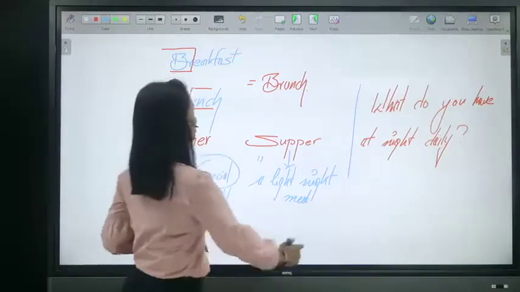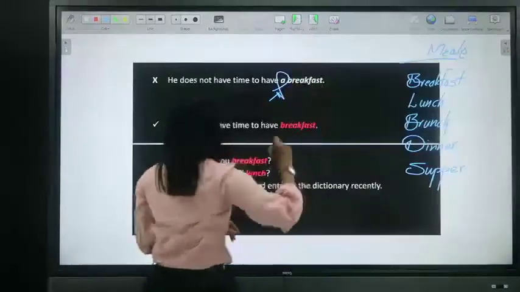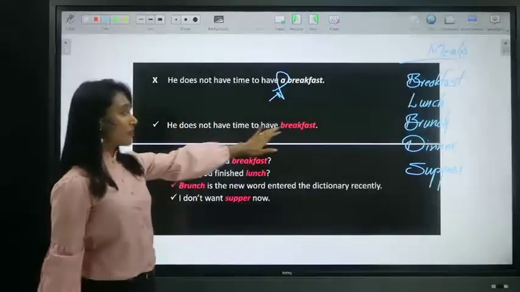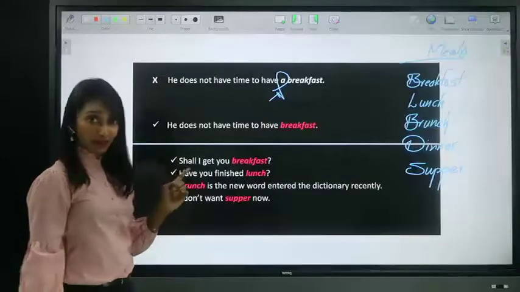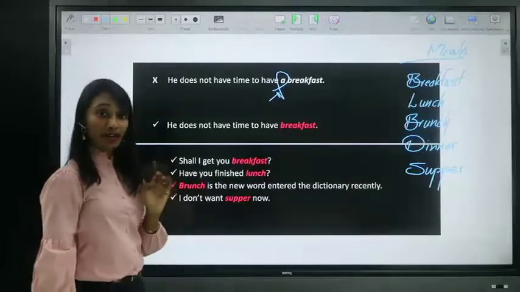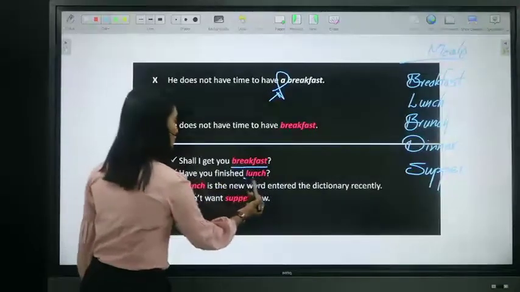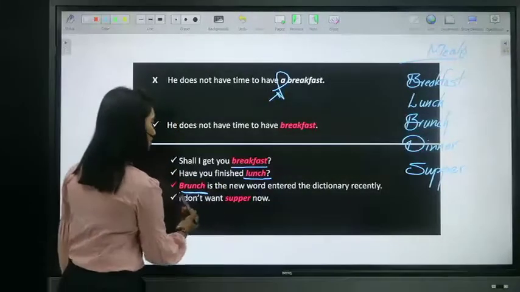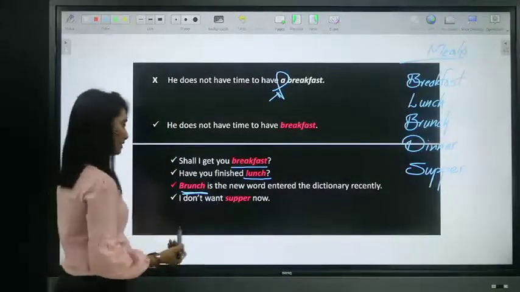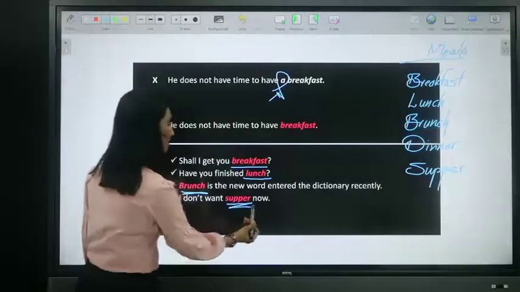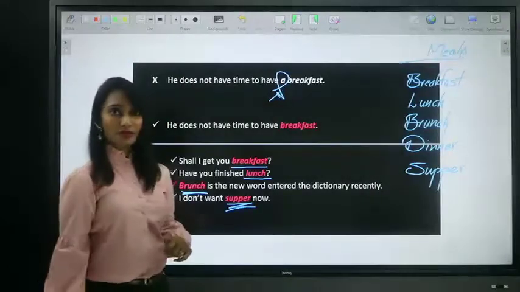Now let's go back to our sentence. He doesn't have time to have breakfast, not a breakfast. We should never use articles. So, shall I get you breakfast? Have you finished lunch? Brunch is a new word that entered the dictionary recently. I do not want supper now, not dinner.